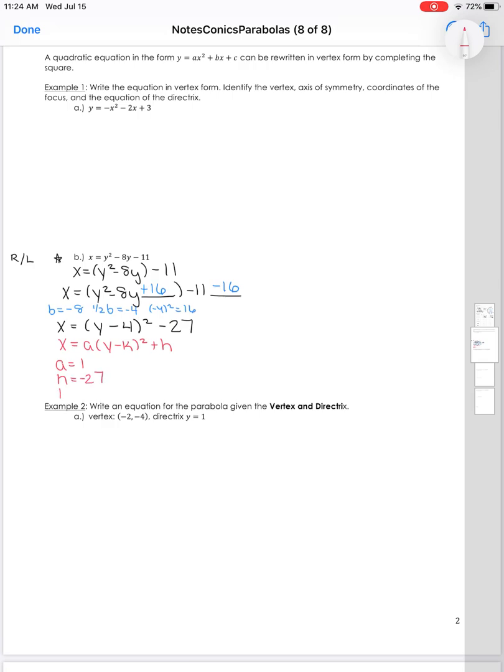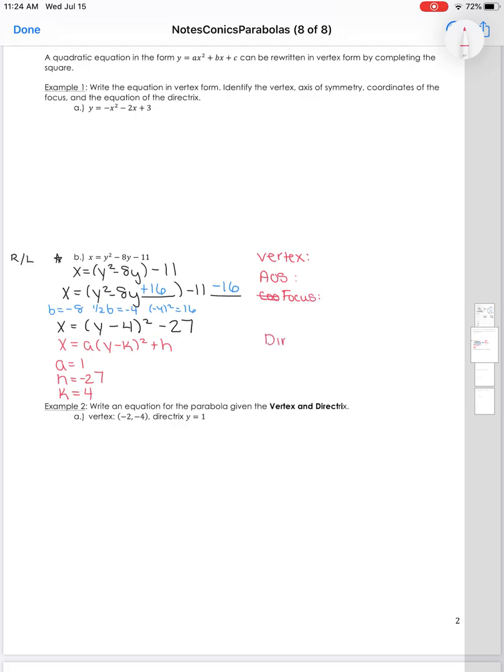So column 2 says x equals a times y minus k squared plus h. So a is 1, h is -27, and k, because it's supposed to be y minus k, it's y minus 4, so k is equal to 4. You want to identify those three things so that when we go back and figure out all the information that's asked of us, we have the values identified.